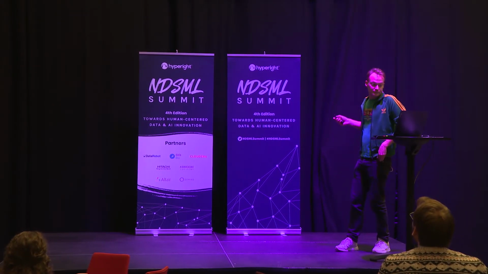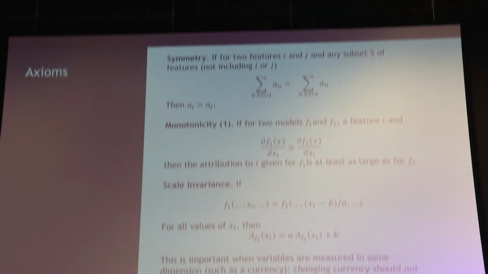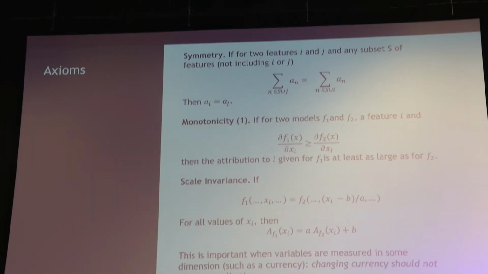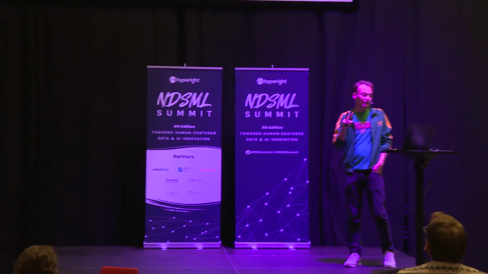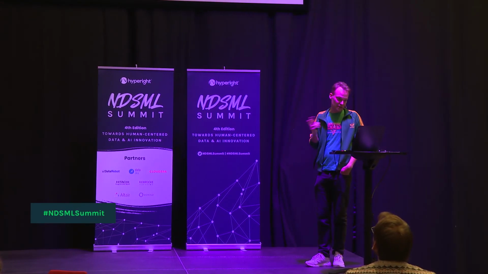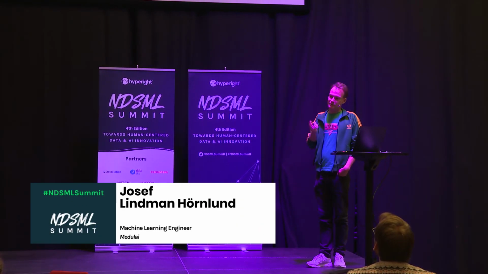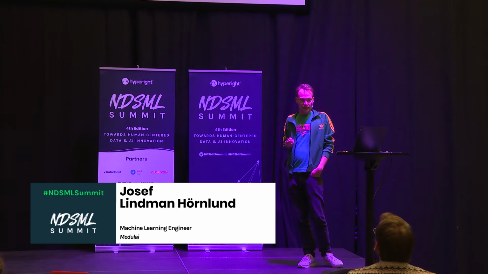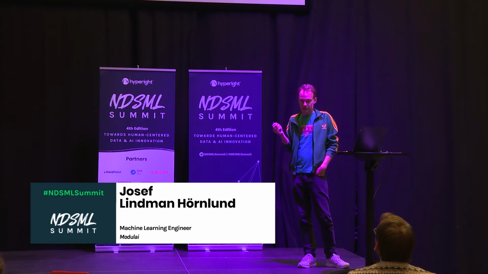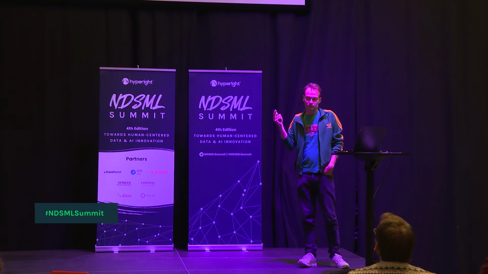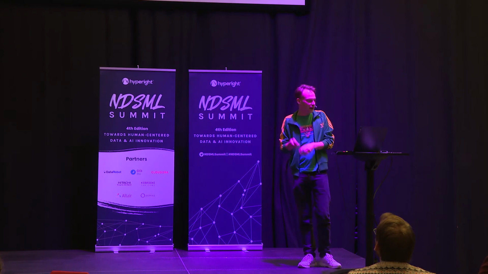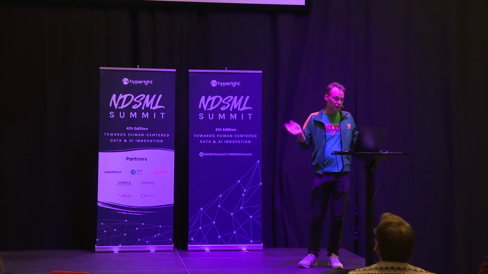Some more: symmetry. Let's say I have 2 features that are used in exactly the same way by my model, then the attributions for those features should be the same. I have the income in SEK, and I have my income in euros in the model. They should, up to scale, be given the same attributions.